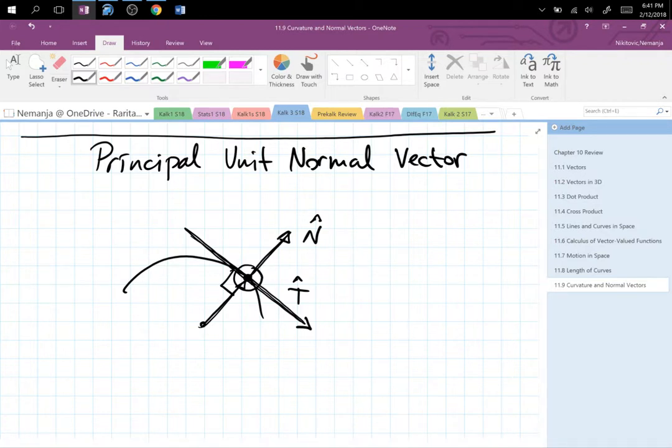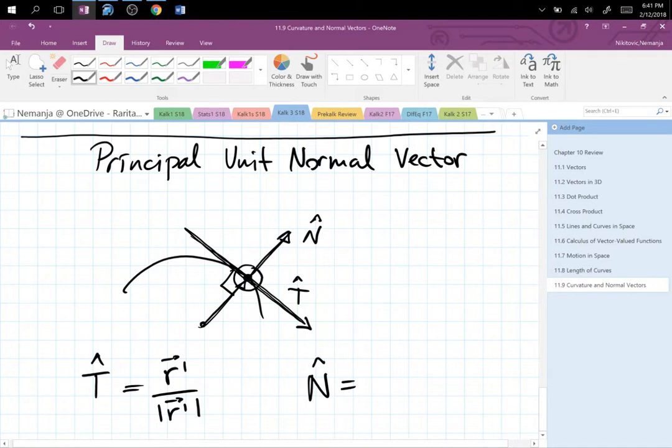So what was the calculation for unit tangent vector? It was r prime divided by the magnitude of r prime. So normal vector, going into the next level of another 90 degrees to the tangent, should take the derivative of the tangent vector divided by the magnitude of the tangent. This is just what I would consider common sense, projecting the next level up.